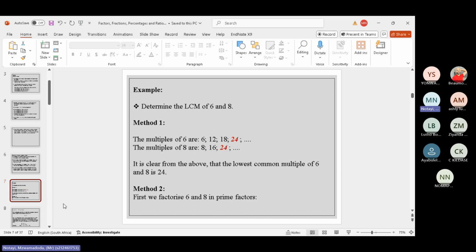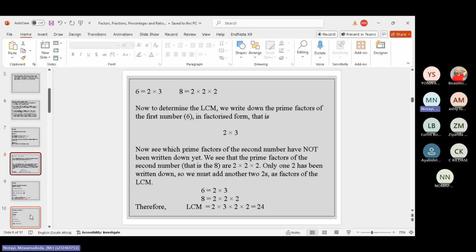So let's look at the second method. First, we factorize 6 and 8 into their prime factors. 6 written in its prime factors is 2 multiplied by 3, and 8 written in its prime factors is 2 multiplied by 2 multiplied by 2. Now, to determine the LCM, we write down the prime factors of the first number, that is 2 multiplied by 3.